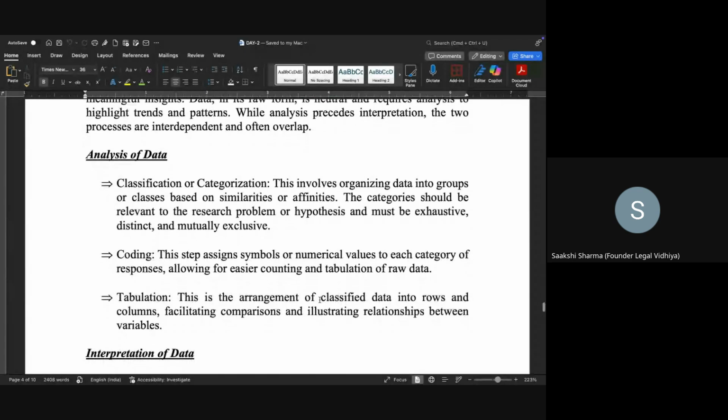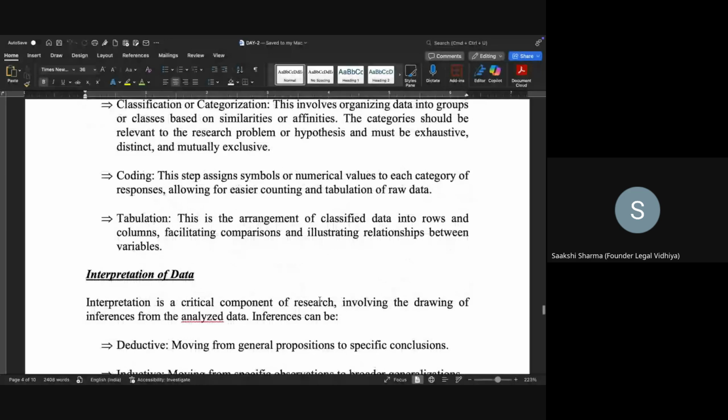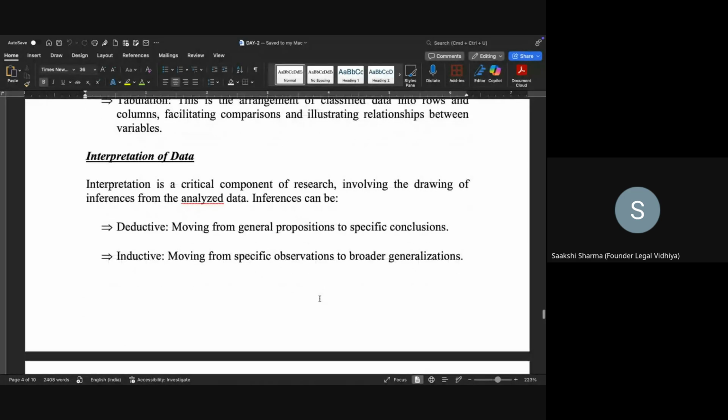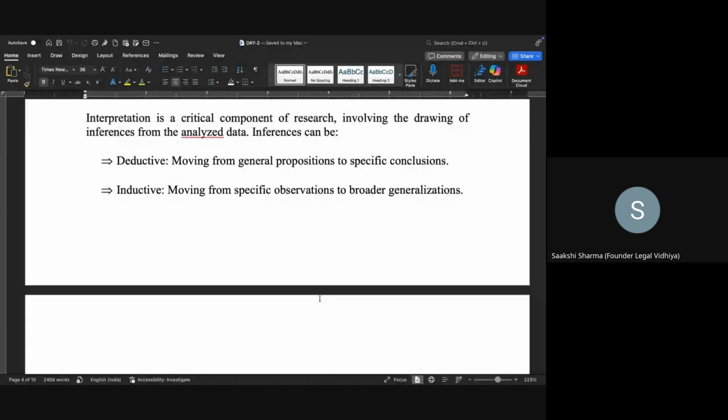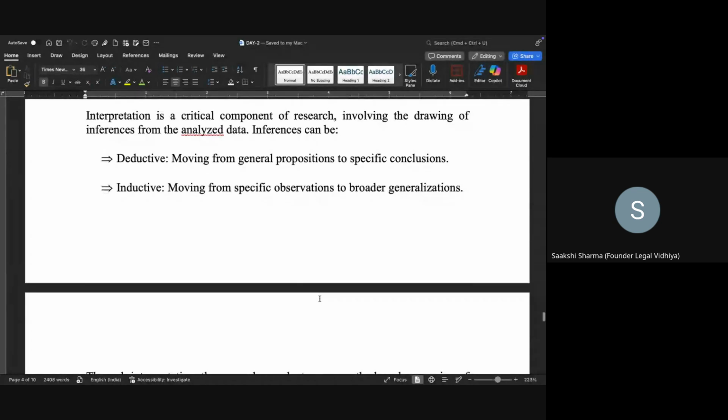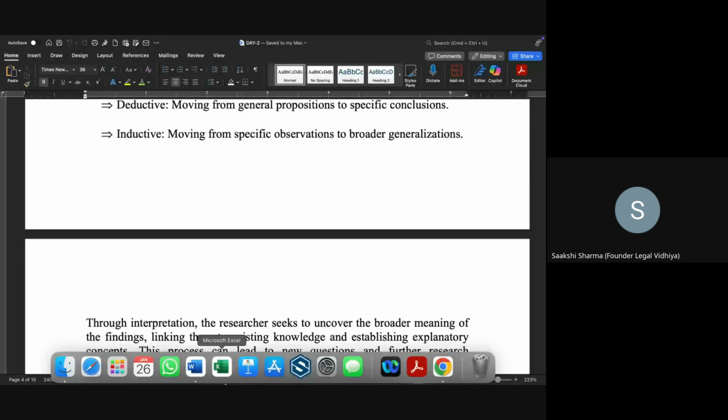And then comes interpretation of data. Interpretation is a critical component in research because आप कैसे interpret करते हो data को clearly impacts your research report. Now there are a few inferences that can be derived. The first is deductive and the second is inductive. डिडक्टिव का मतलब ये होता है कि आप जनरल एक प्रोपोजिशन से एक स्पेसिफिक कंक्लूजन पे आ रहे हो, एंड इंडक्टिव इज द ऑपोजिट. Inductive means you are going from a specific observation to a broader generalization, and you can interpret data in that manner.